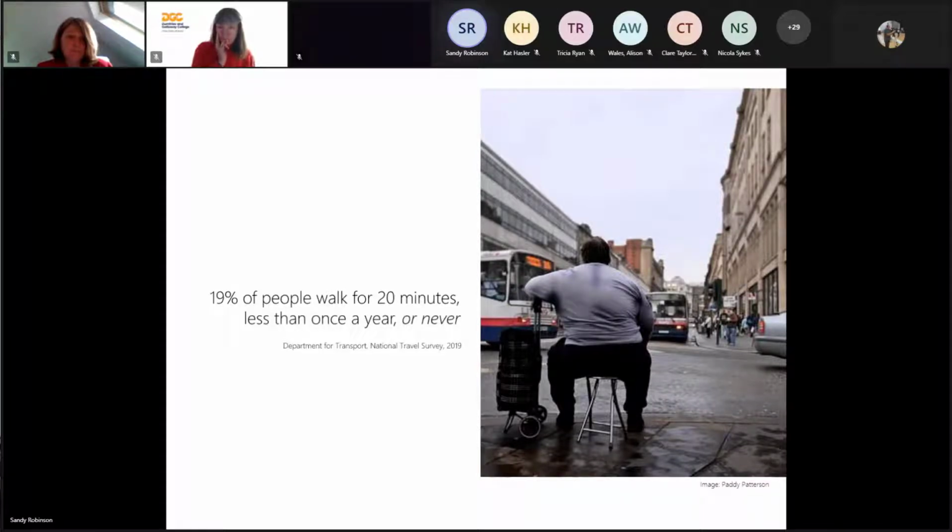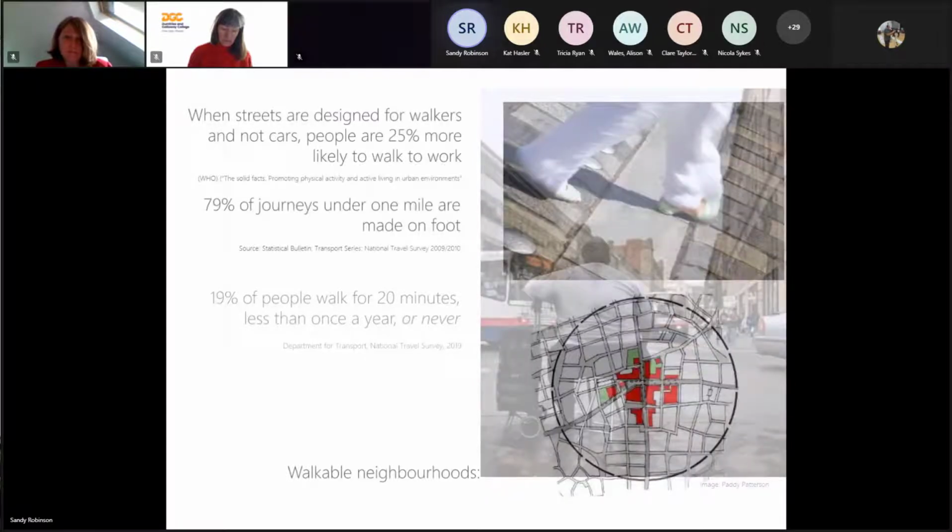And yet we know, and this is actually figures that are derived from surveys in England, that 19% of people walk for 20 minutes less than once a year or never. So around a fifth of the population are never walking for 20 minutes at all. And a lot of that is to do with the physical environment in which they live, whether they feel the need to walk, whether they have opportunity to walk, and whether that opportunity is actually a pleasant thing to do with your day, or whether it's something you would want to avoid too.